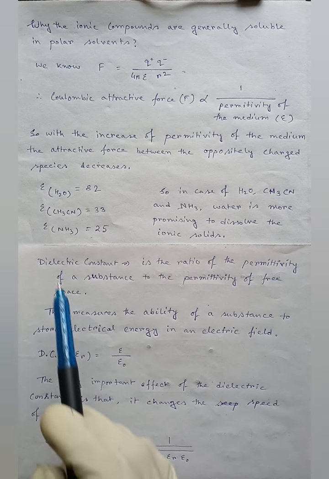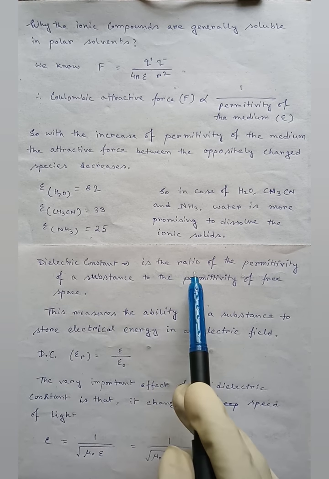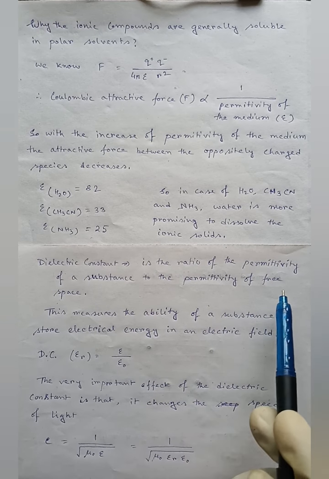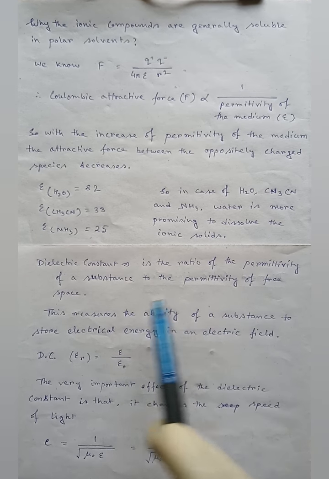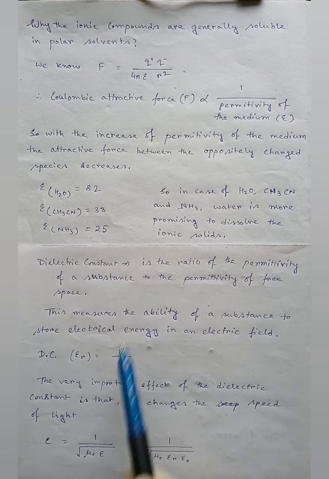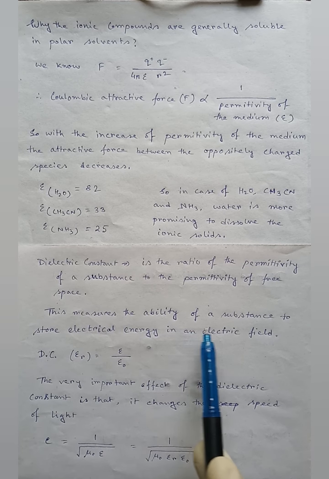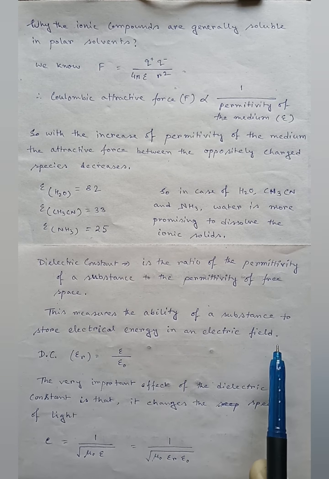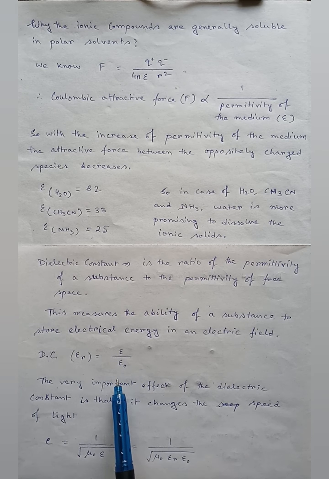Now look, I have just shown the definition of dielectric constant. Dielectric constant is the ratio of the permittivity of a substance to the permittivity of free space. If we write epsilon, that denotes the permittivity of the substance, and if we write epsilon 0, this is the permittivity of free space. This dielectric constant measures the ability of a substance to store electrical energy in an electric field. So dielectric constant epsilon r equals epsilon by epsilon 0.